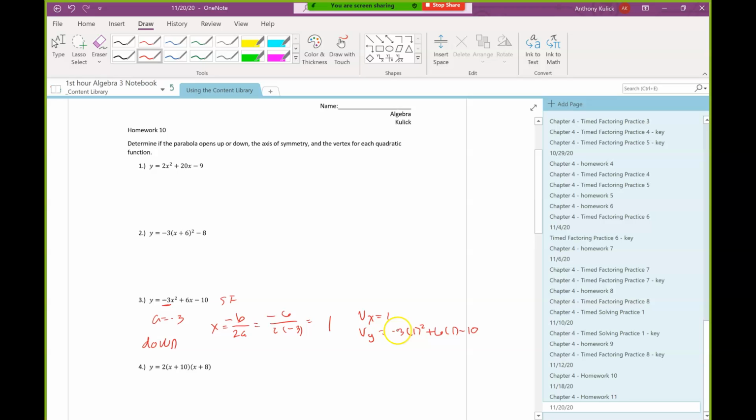into my function. So 1 squared is 1. -3 times 1 is -3. 6 times 1 is 6. -3 plus 6 is 3. And minus 10 is -7. So my vertex then is just 1, -7. So opens down. Axis of symmetry is x equals 1. And then my vertex is 1, -7.